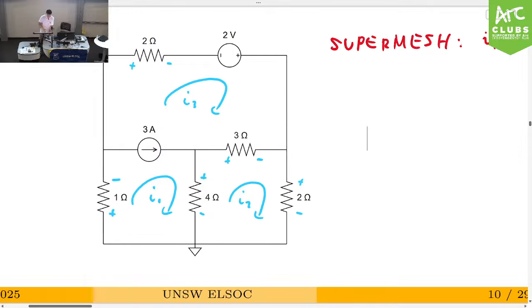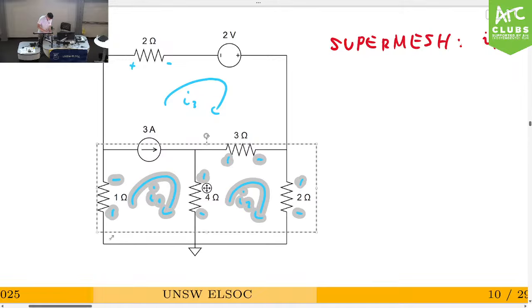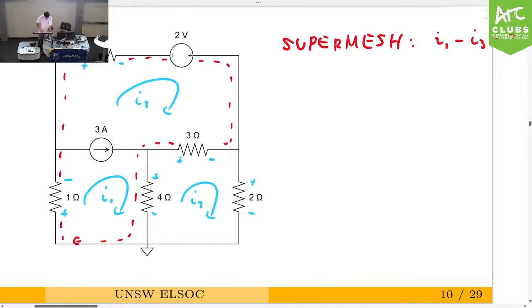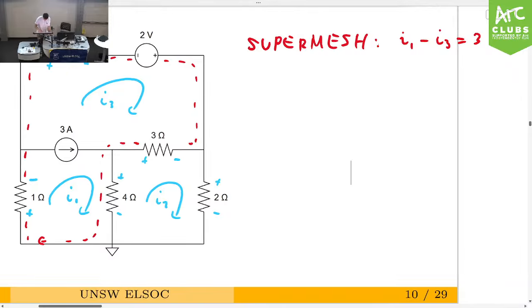Now we can apply KVL around each mesh. But before we do that, let's actually create our super mesh. The super mesh kind of goes around I1 and I3. So let's do KVL at I2. What we do is rewrite the voltage drop of each element in terms of the current going through it and its resistance, given by Ohm's law.